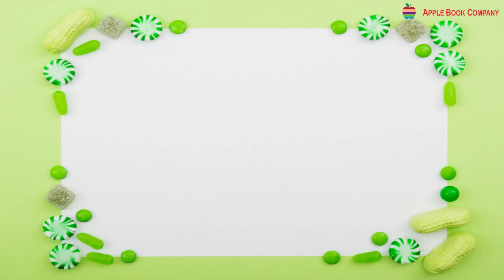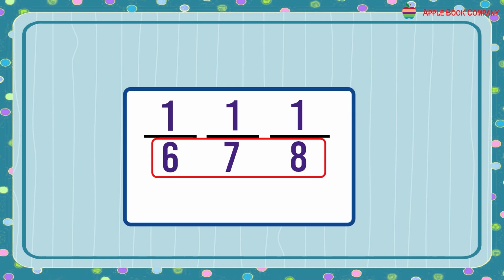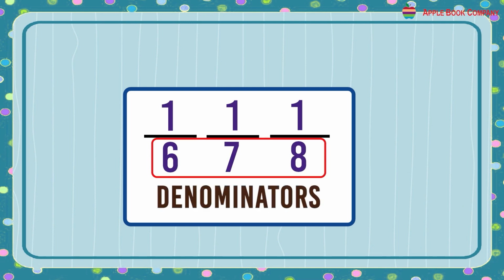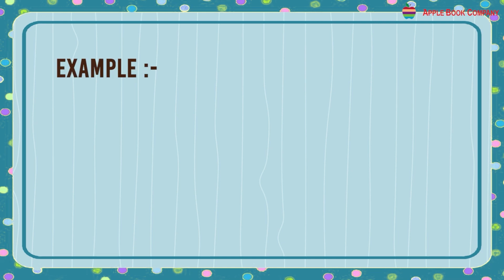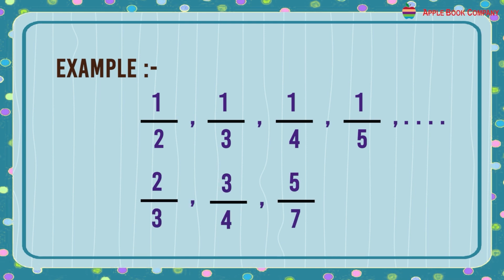Let's understand what unlike fractions are. Fractions having different denominators are called unlike fractions. For example, 1/2, 1/3, 1/4, 1/5, and so on. Similarly, 2/3, 3/4, 5/7 are also unlike fractions.